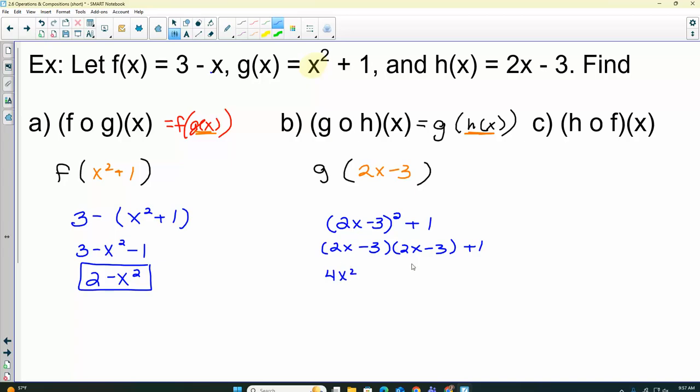We get 4x squared minus 6x, and minus 6x would be minus 12x, plus 9, plus our 1. We get 4x squared minus 12x plus 10.